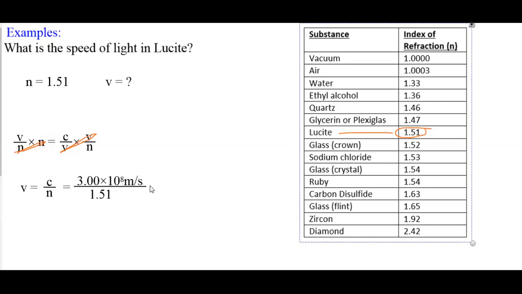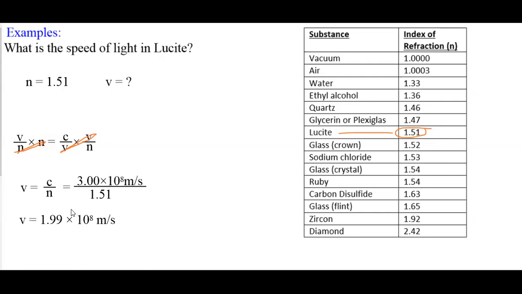3 times 10 to the 8 meters per second divided by 1.51 will give you something like 2-ish times 10 to the 8 meters per second. I'm going to keep it as 1.99 because obviously 3 significant figures were given in the question, or at the very least you got 3 sig figs from this chart. So just represent your answer as 3 significant figures.